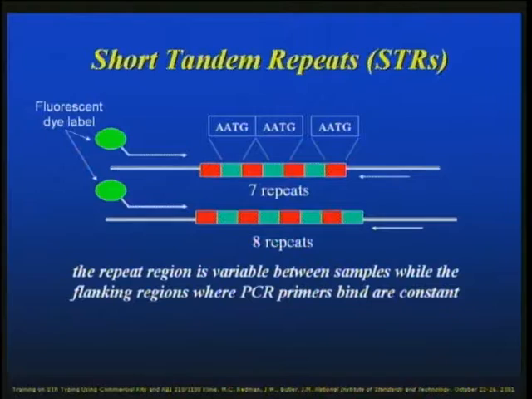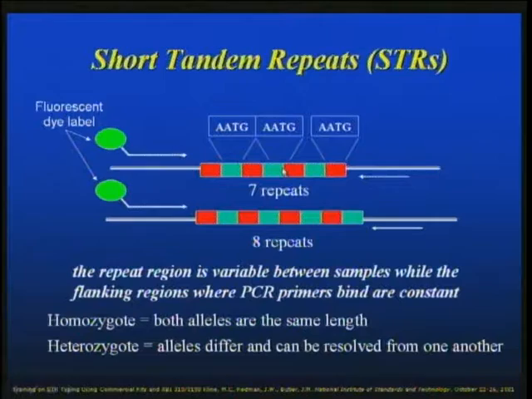So this is a cartoon depicting what the chromosomal DNA looks like with repeats. Here we're looking at a tetranucleotide repeat, AATG. This particular individual is a heterozygote, so he has two different alleles: 8 repeats on one chromosome, 7 repeats on the other. The PCR primers are exactly the same because it's the same conserved sequence that's recognized. You have fluorescent dyes conjugated to one of the primers, and then allow the PCR products to be followed using laser detection. This is the basic principle of the assay.